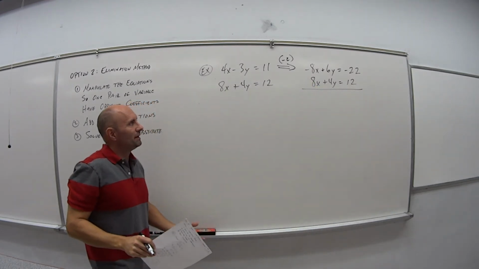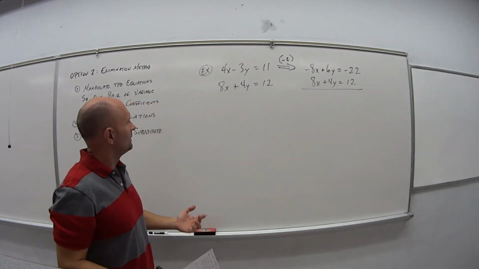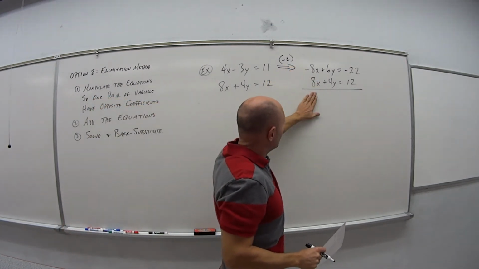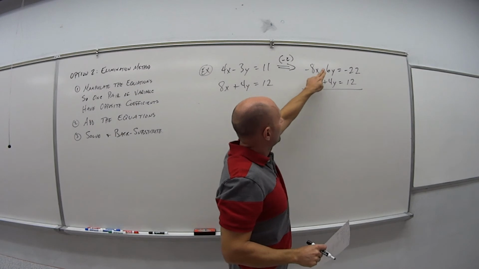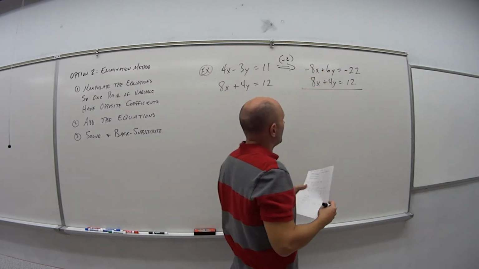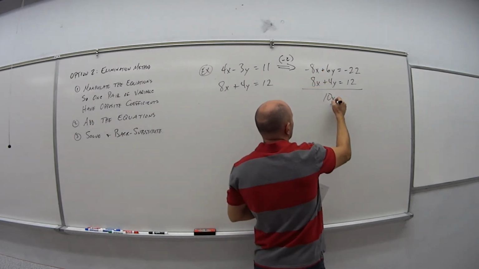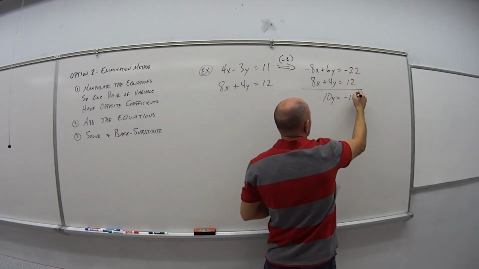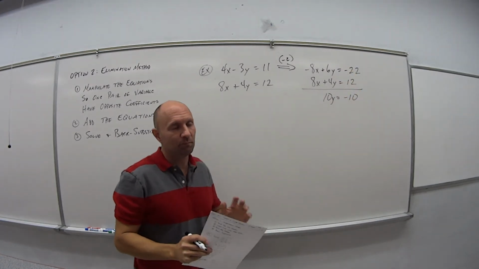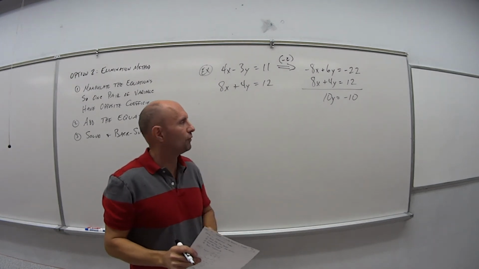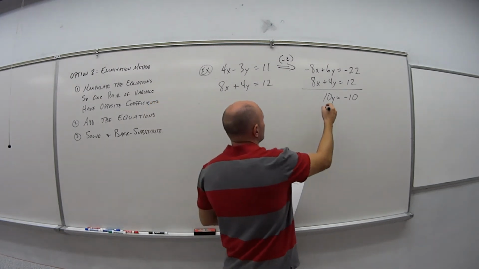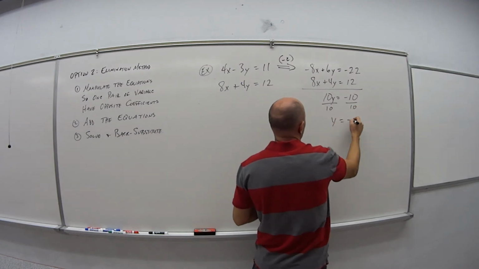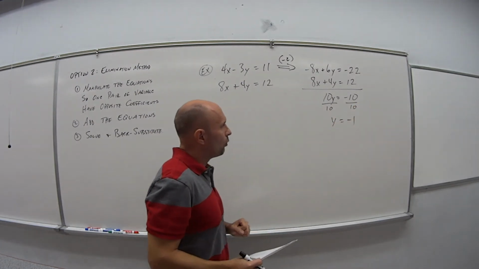So I've manipulated the equations, or at least one of them. Now I'm going to add straight down. Negative 8x plus 8x is 0. It's gone. 6y plus 4y is 10y. And negative 22 plus 12 is negative 10. Again, the biggest thing with solving these, be careful with your signs. So divide everything by 10. So I get y is equal to negative 1.